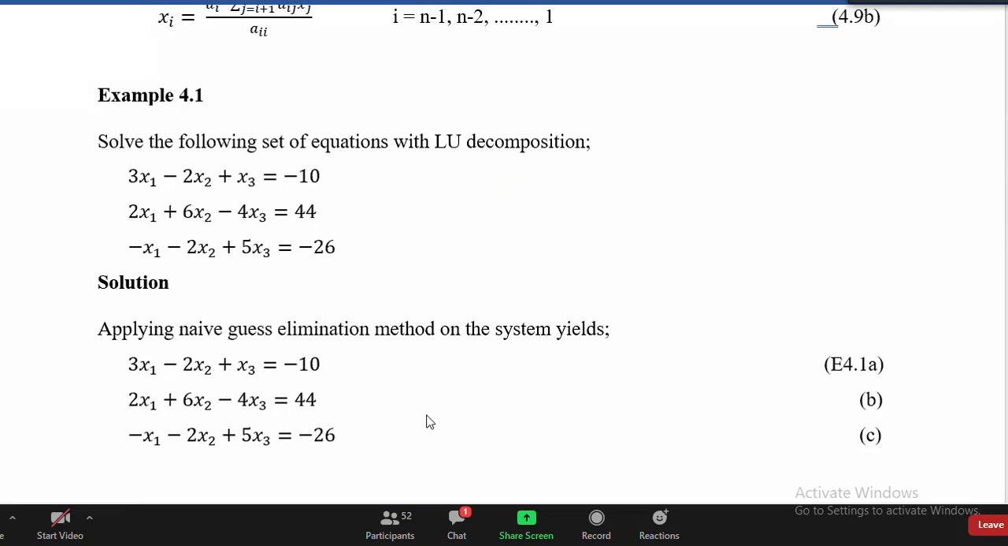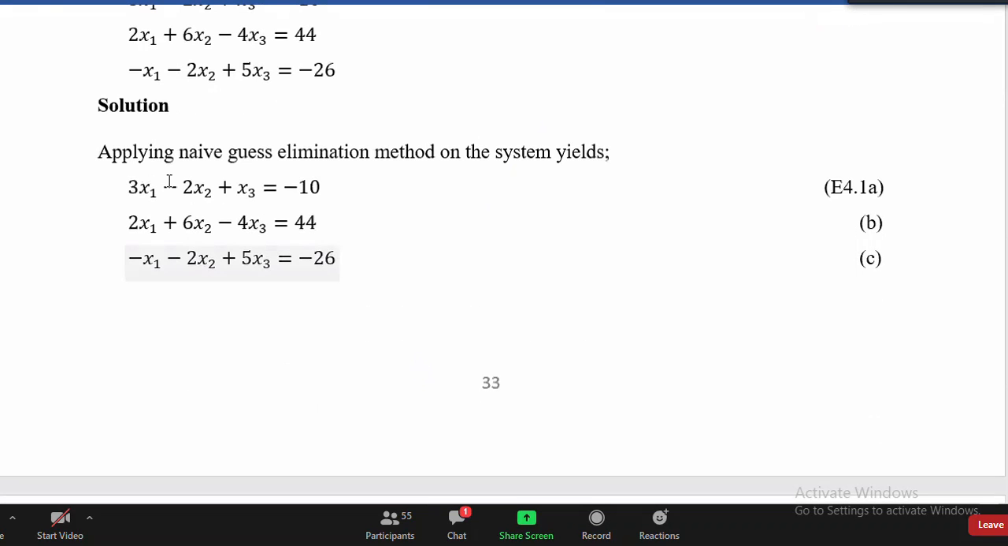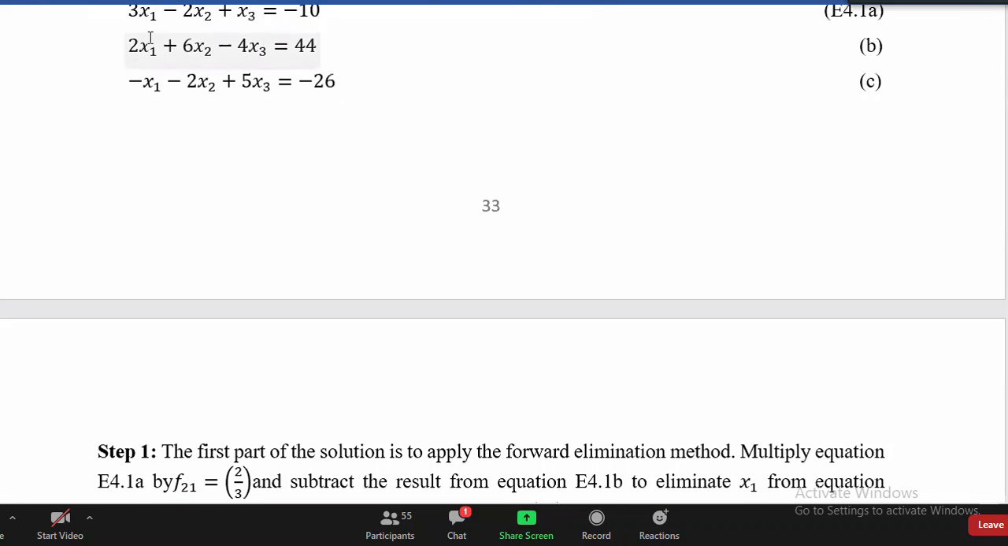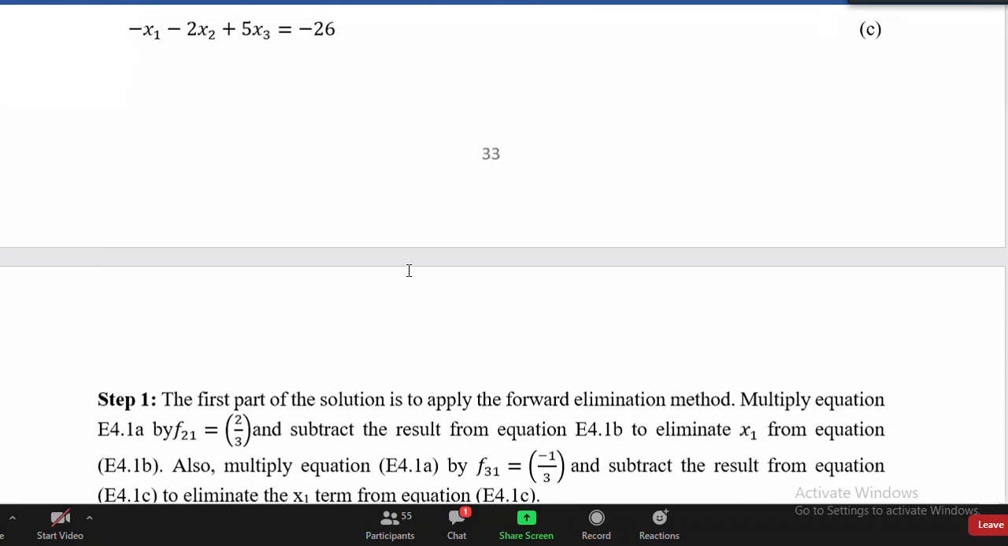Okay, so this is the problem we want to resolve using LU. All right, 3x1 minus 2x2 plus x3 equals minus 10. 2x1 plus 6x2 minus 4x3 equals 44. Minus x1 minus 2x2 plus 5x3 equals 26. We want to apply LU to this and get the result for x1, x2, x3.